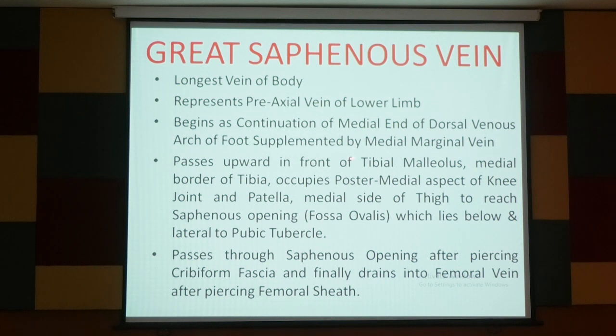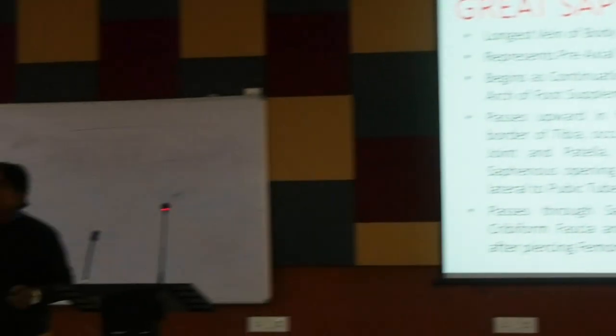Now, it passes through the saphenous opening after piercing the cribriform fascia and finally drains into the femoral vein after piercing the femoral sheath. The femoral sheath is here. The cribriform fascia, if the body is very well preserved, you can find it and see it. Well, the teacher will demonstrate to you.